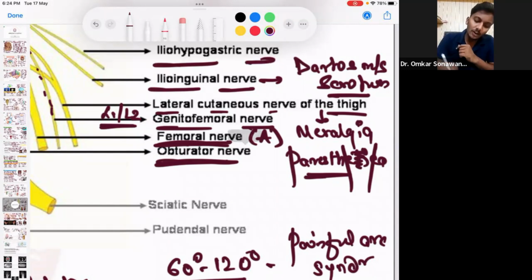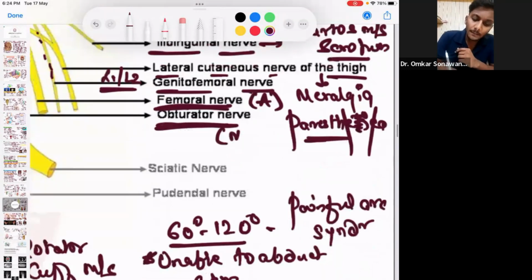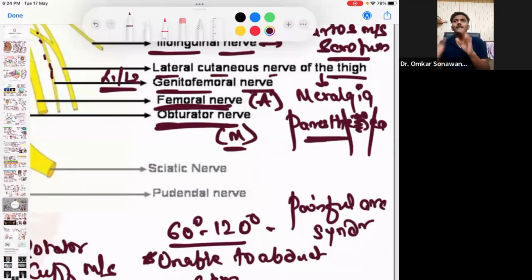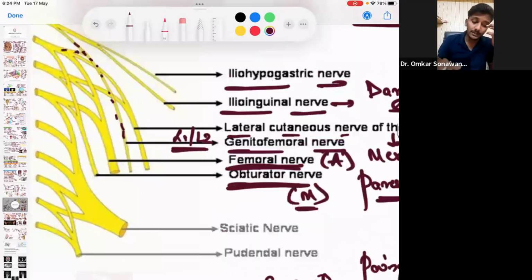ठीक है? Whereas obturator nerve will innervate the medial compartment of thigh. And in medial compartment of thigh, which muscles are there? Adductor muscles. Okay, adductor magnus, adductor longus, and adductor brevis muscles. So these three are innervated by the obturator nerve. कोई दिक्कत नहीं है इसमें. Important, please remember this. ठीक है?